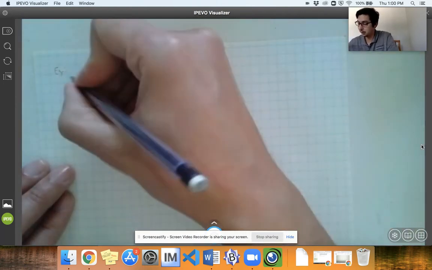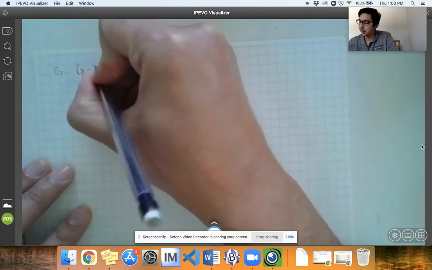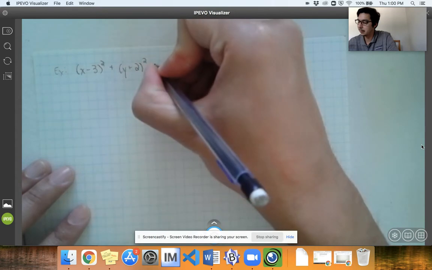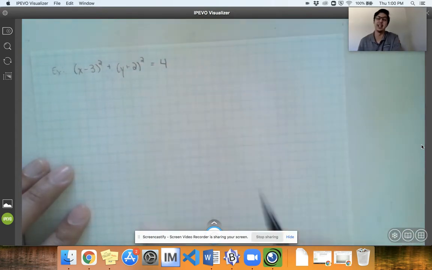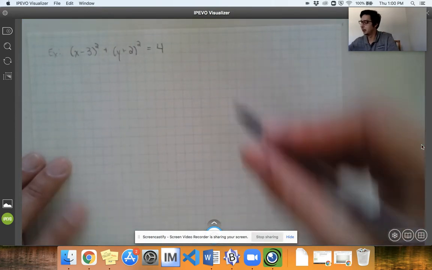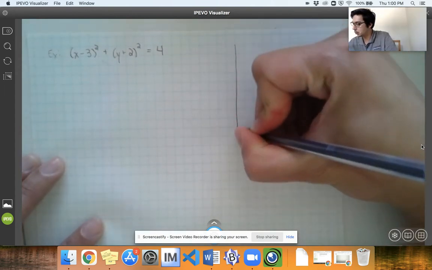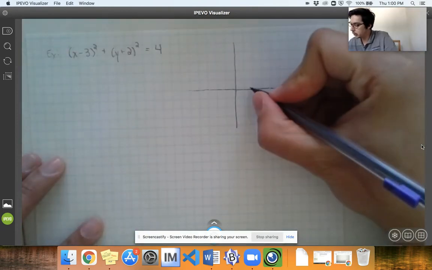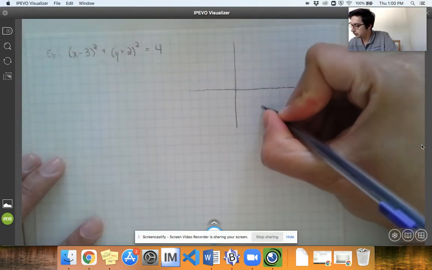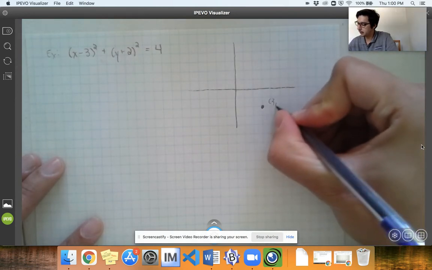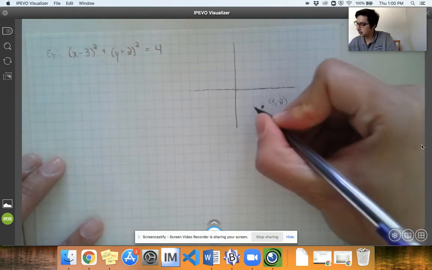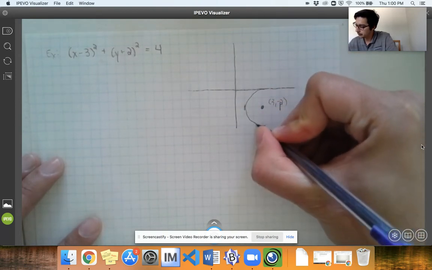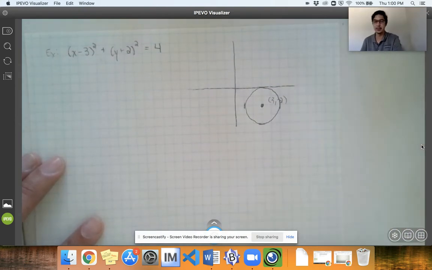So let's look at a circle. I don't even know. Let's just pick random numbers. (x - 3) squared plus (y + 2) squared equals 4. Keep the radius easy. Hopefully that makes my math easier. So let's draw this since we know what this is going to look like. So this is a circle centered at (3, -2). Okay. And it has a radius of 2. So that means here, here, here, and here are the bounds of that circle. There you go.